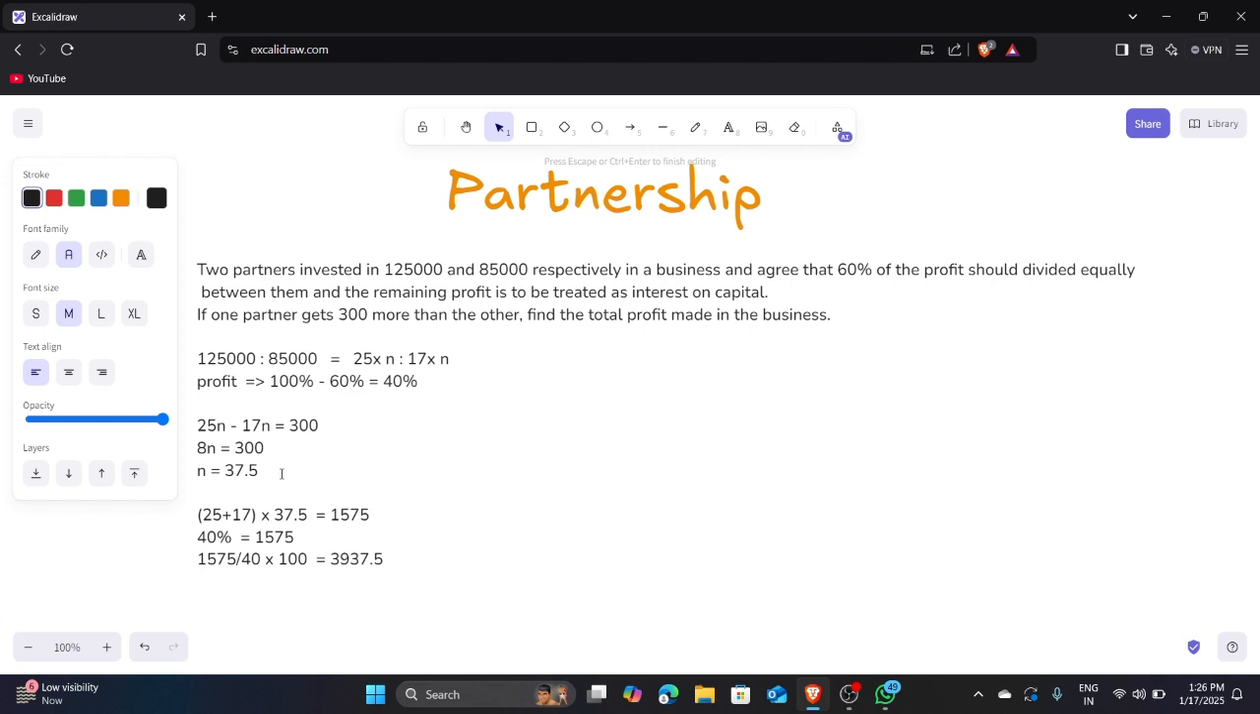Now put the value of n, you get the original numbers. So when you put the value of n, you get the 40% value. After that, divide by 40 and multiply by 100, you get the 100% value. This is the total profit they gain. 60% of this profit they distribute equally, and the remaining 40% they divided according to their shares. Okay, thank you. This is also completed.